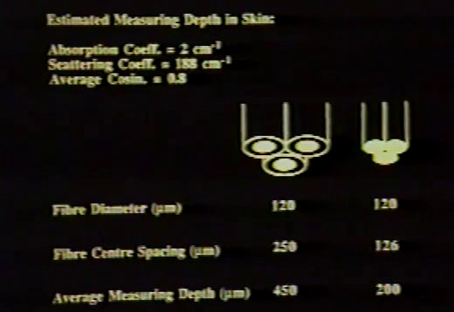Of course, if we have other parameters up here, as we may have if we have other kinds of tissue, then the values down here will also be different. But this is the sort of range that we may expect when we are working on skin tissue. And we can also see that by changing the configuration of the probe, we may, to some extent at least, change the measuring depth of the probes themselves.